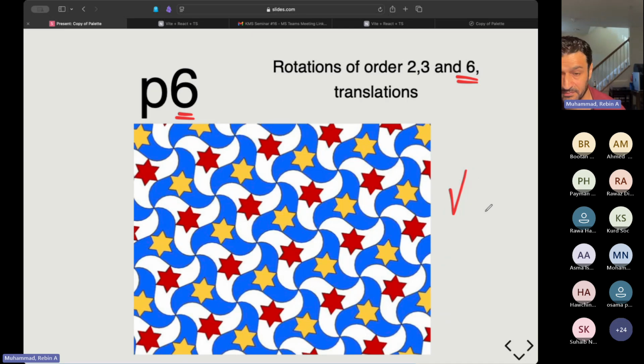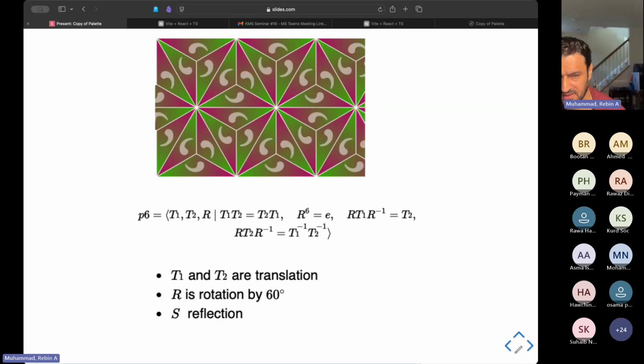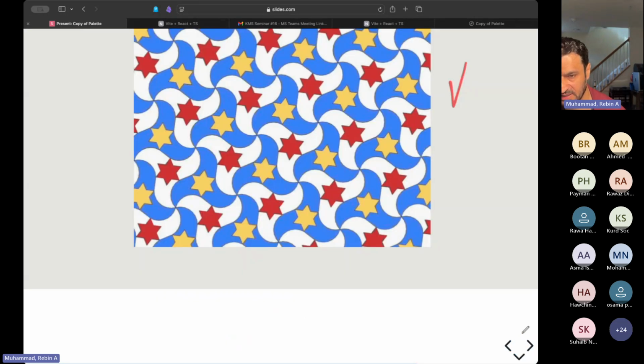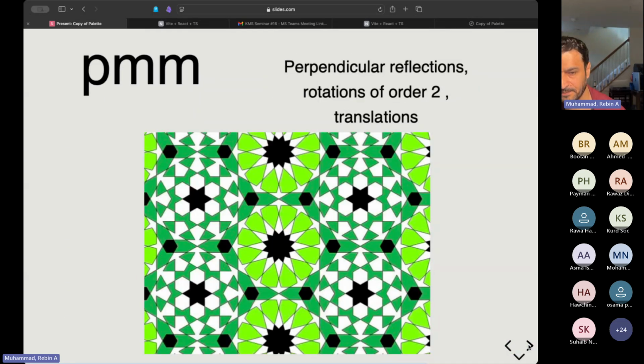That pattern was made 500, 600 years ago, and this is built into the wall, most of them. Quickly looking at the simpler example, again you have two translations and only rotation. This looks like a mistake. This should not be a reflection, because even here you don't have a reflection. Okay, let's go on. PMM.